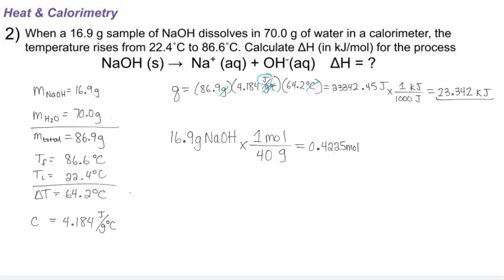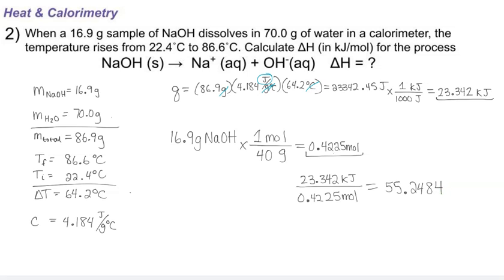And so then I just need to simplify this down. I have my number of kilojoules and I have my number of moles, so I just need to do the number of kilojoules divided by the number of moles. So 23.342 kilojoules divided by 0.4225 moles. And then when we divide these numbers out, then we'll have the number of kilojoules per 1 mole. So if I divide those two values, I got 55.2484.